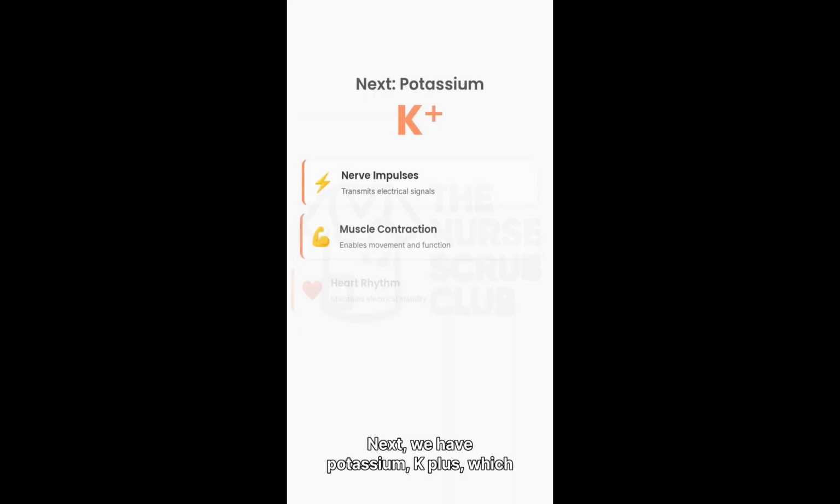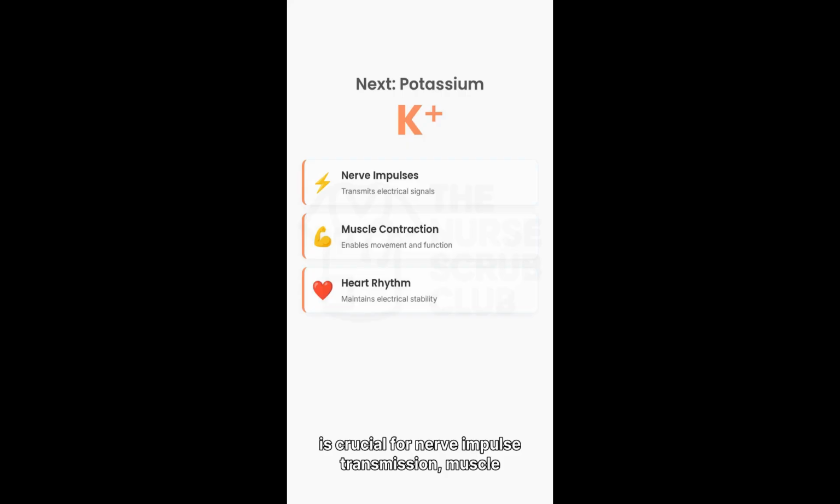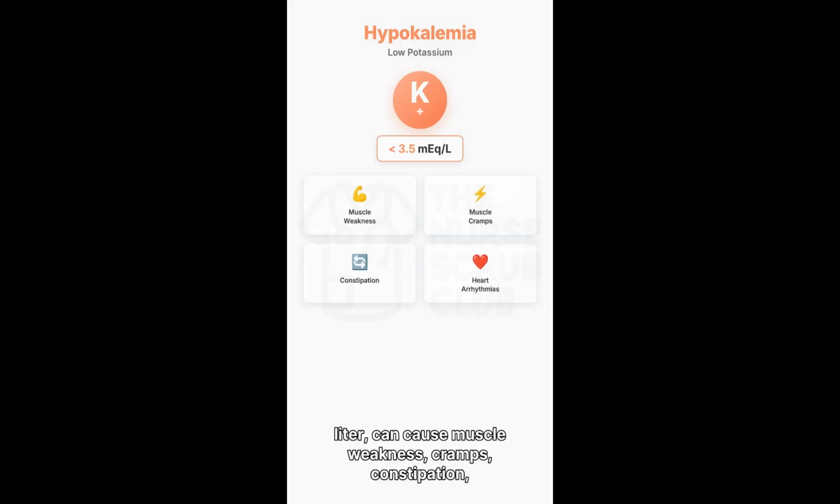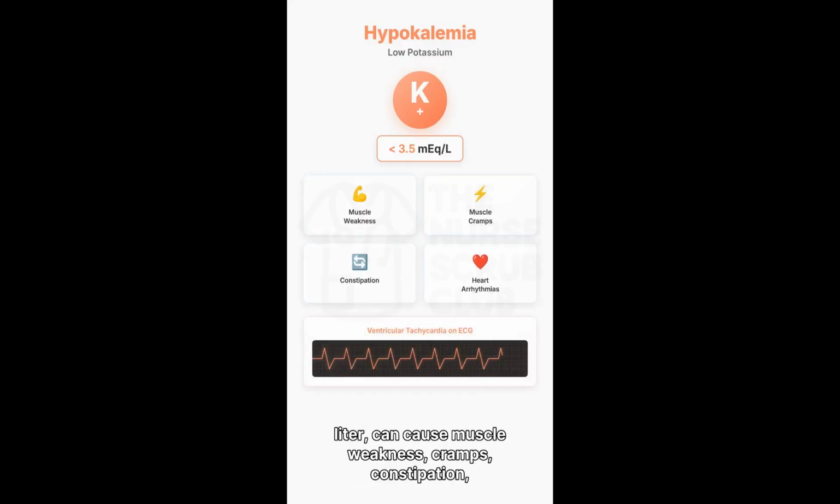Next, we have potassium, K+, which is crucial for nerve impulse transmission, muscle contraction, and especially maintaining the heart's electrical rhythm through its role in membrane potentials. Hypokalemia, low potassium below 3.5 milliequivalents per litre, can cause muscle weakness, cramps, constipation, and dangerous heart arrhythmias like ventricular tachycardia seen on ECG.